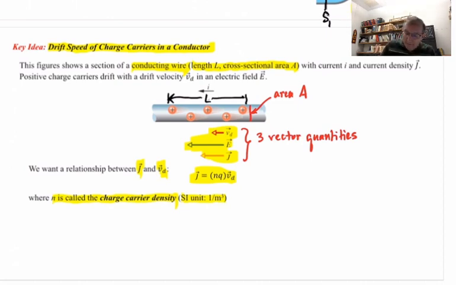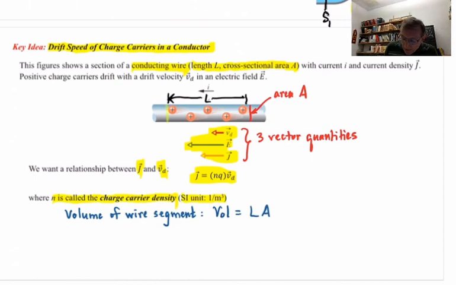First, I'm going to write down the volume of this wire segment that we've highlighted. I'll denote it VOL. It's got a length L and a cross-sectional area A. It would be the total volume between there and there that's inside the wire. Next, our charge carriers, our positive charges, are drifting at a constant rate from right to left.